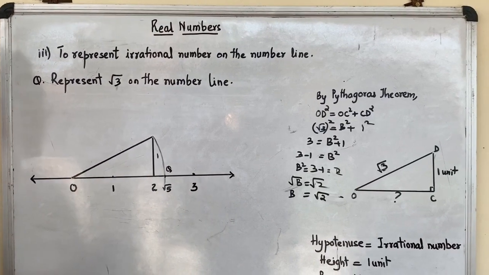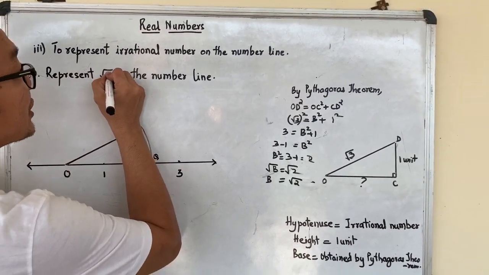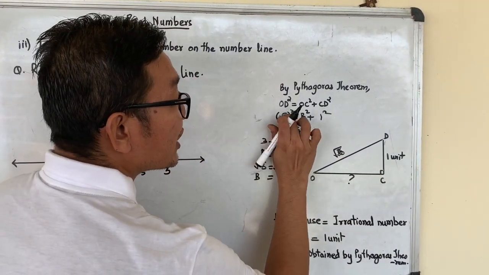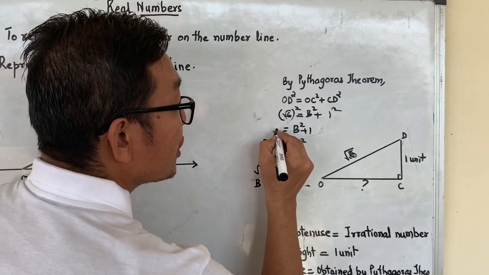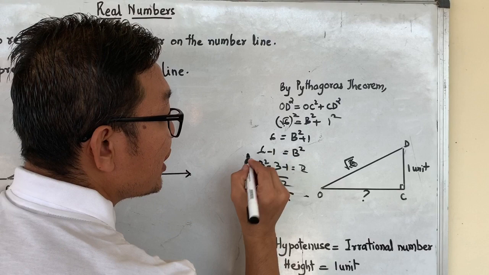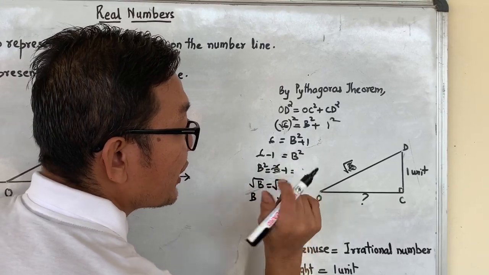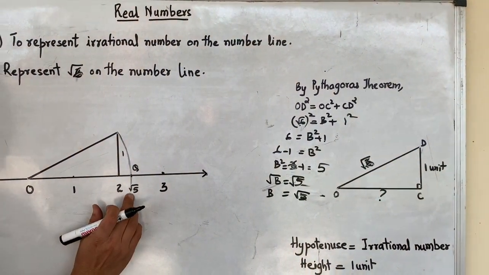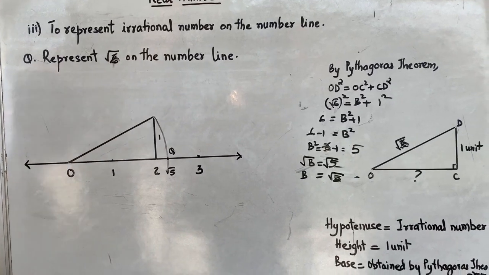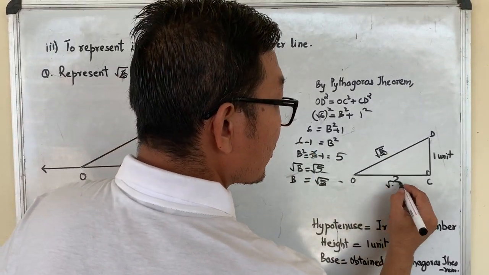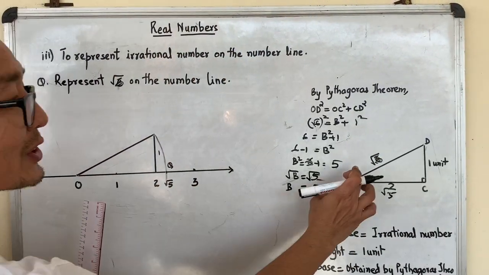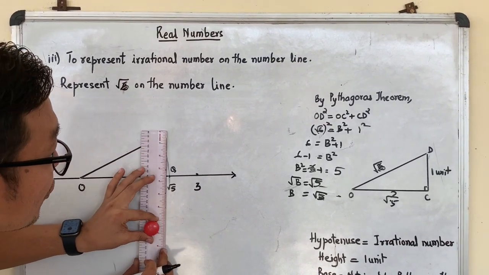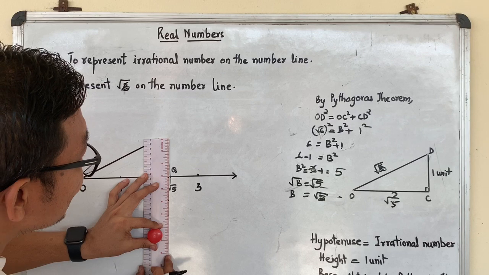If you are asked to find root 6, the square root of 6 whole square is 6, so 6 minus 1 becomes 5, and the base should be root 5. So the base is root 5, from 0 to Q, which is root 5. Then take 1 unit.